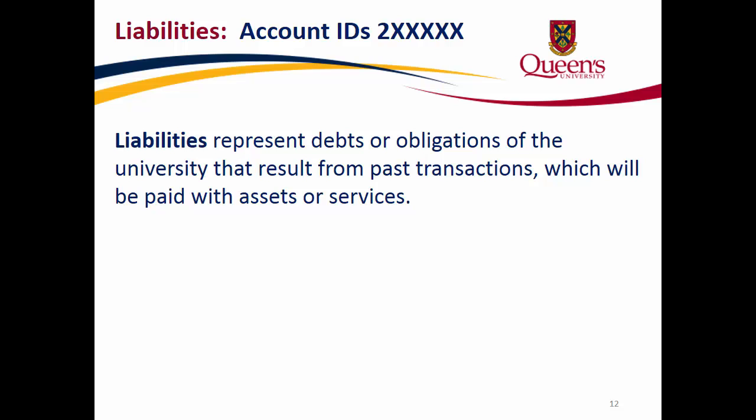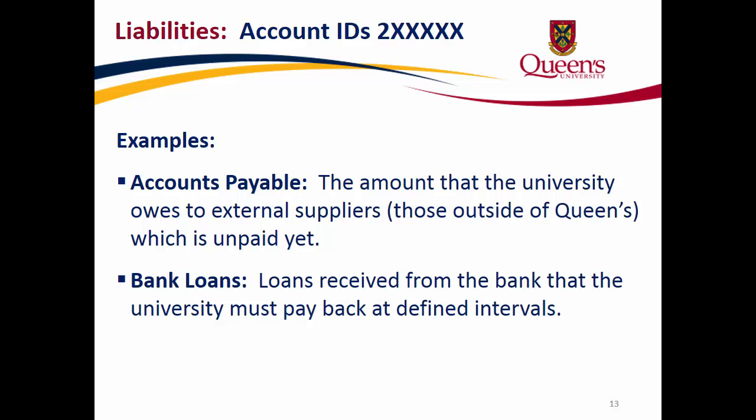Liabilities represent debts or obligations of the university that result from past transactions which will be paid with assets or services. Some examples of liabilities are accounts payable, the amount that the university owes to external suppliers, those outside of Queen's, which is unpaid yet. Bank loans, loans received from the bank that the university must pay back at defined intervals.